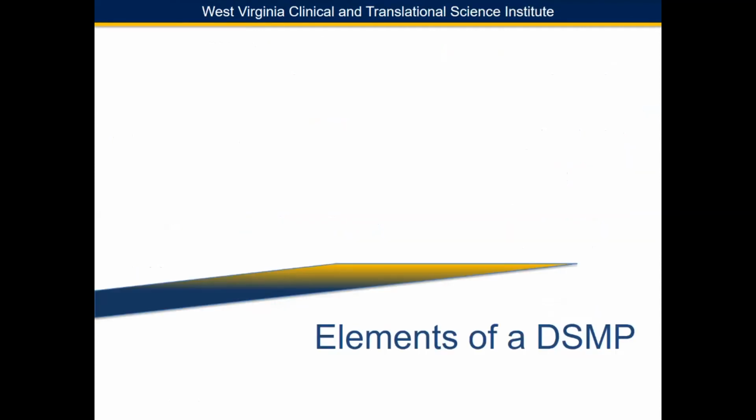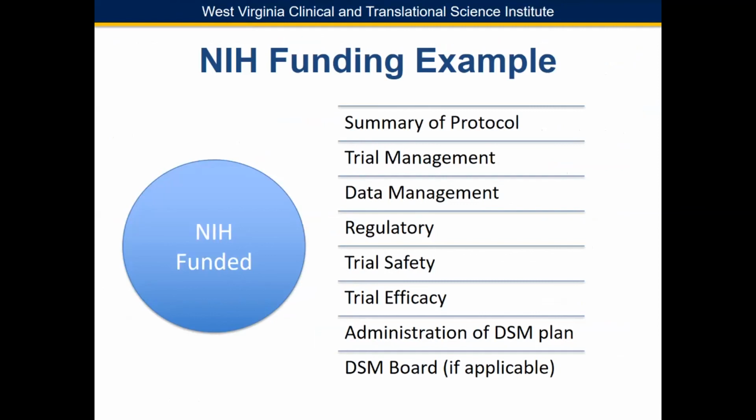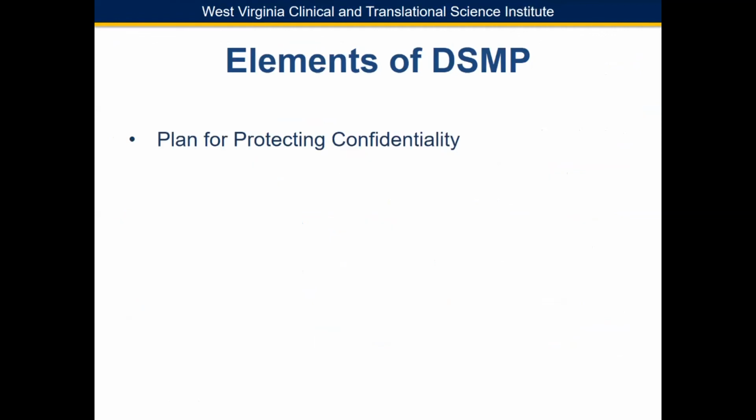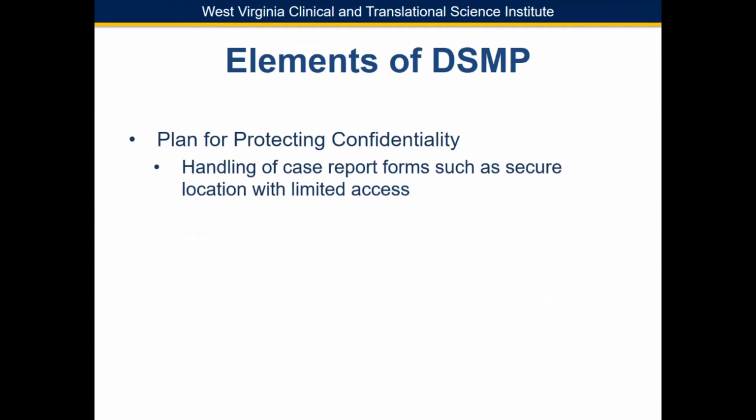So elements of a DSMP. If it's NIH funded, for example, I just have that example there. If it's NIH, that's an example of the elements that would need to be in your DSMP. The other things you might want to consider is the plan for protecting confidentiality. So handling of case report forms, such as a secure location with limited access.